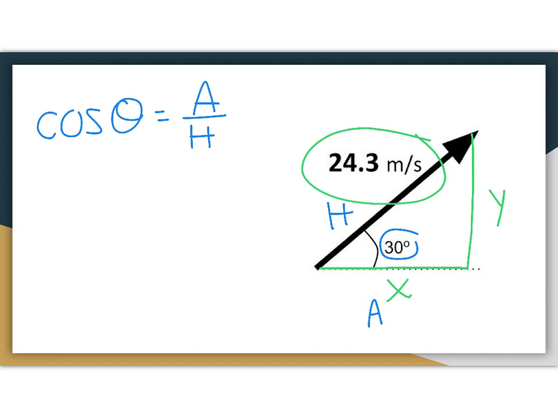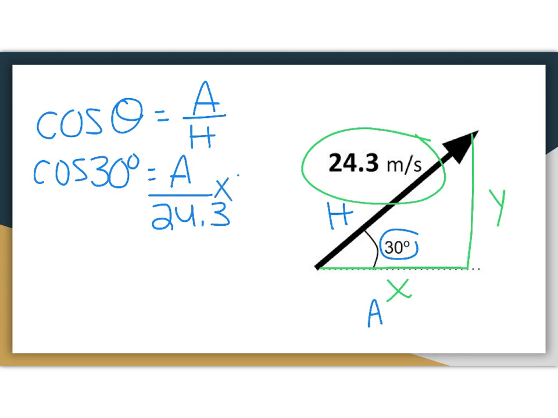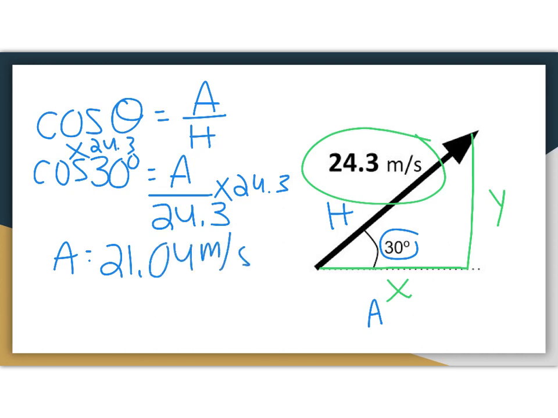And now it's just really plugging numbers in. So my cosine of 30 degrees equals my adjacent over my hypotenuse, which we know is 24.3. So for my answer, after doing my cosine and then multiplying both sides by 24.3, I'm going to get my adjacent is 21.04 meters per second.